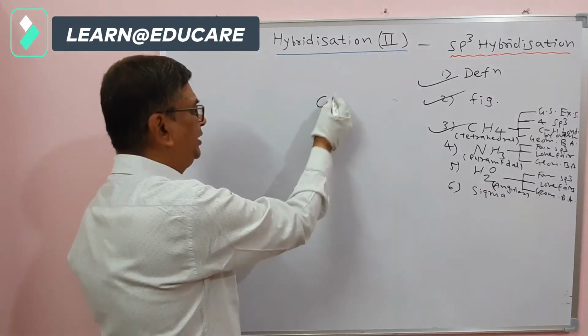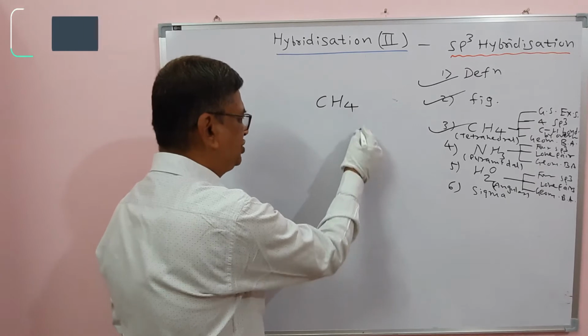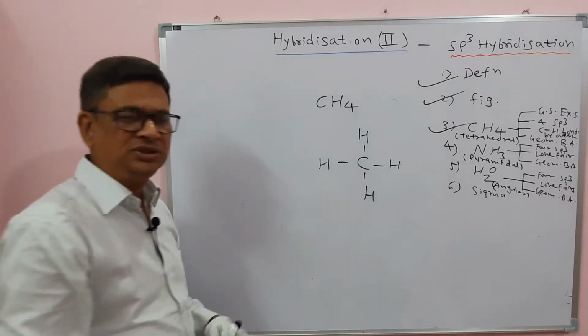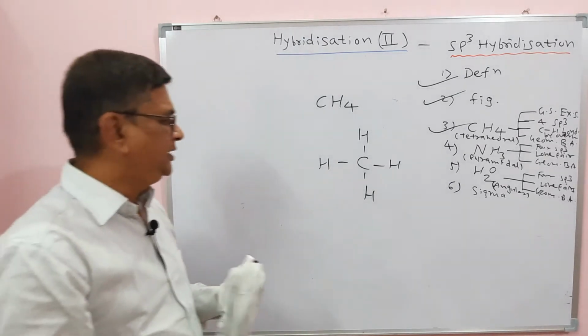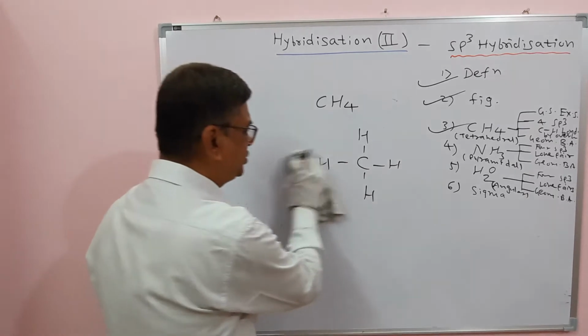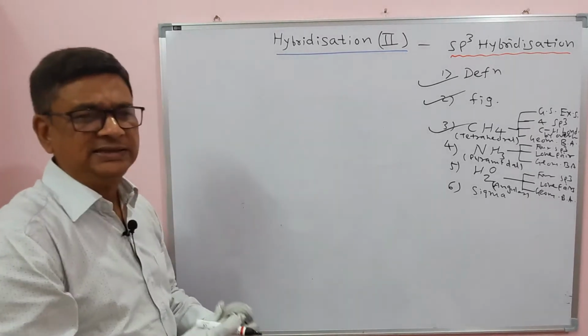You know, methane is the first alkane with the formula CH4 and its structure is something like this. Carbon has 4 CH bonds in the methane structure, and how each covalent bond is formed by using the concept of hybridization, we will see here in detail.